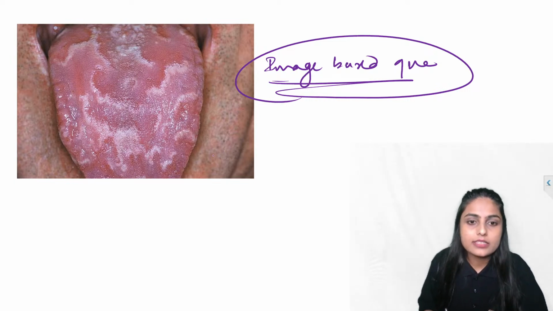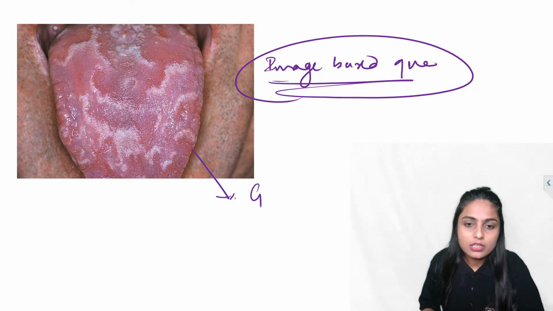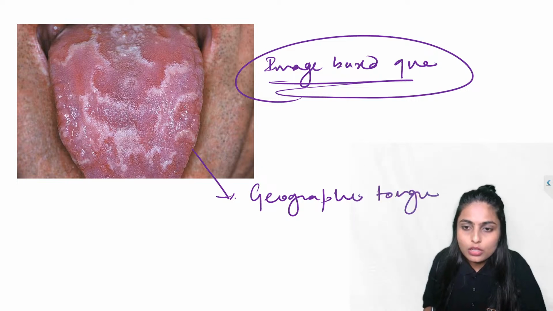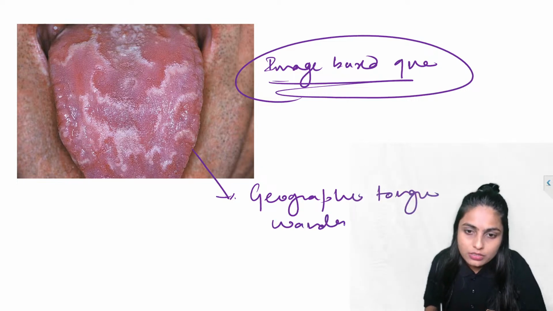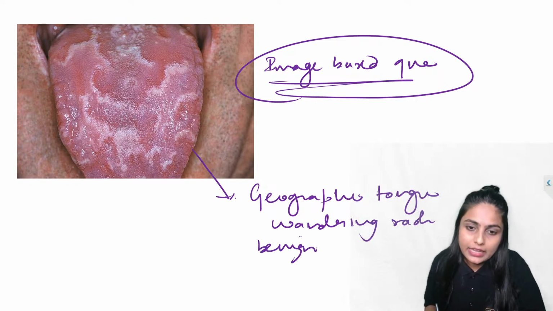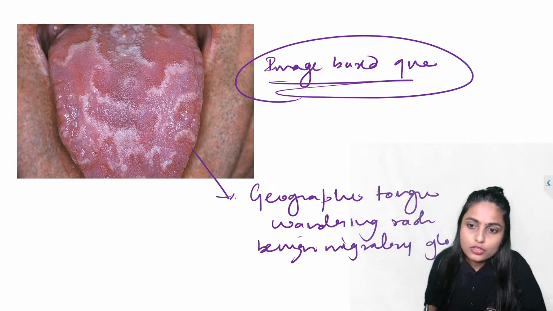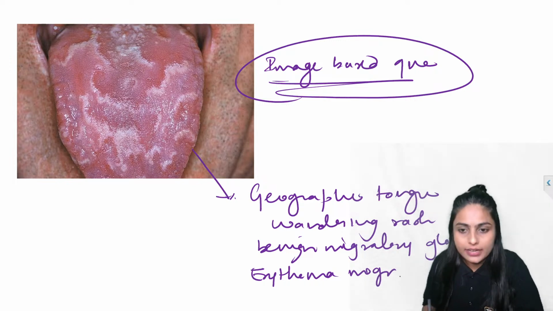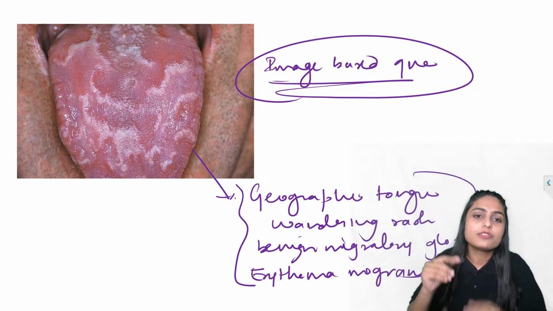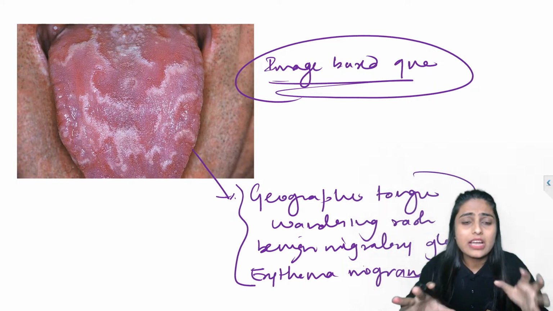Geographic tongue. Geographic tongue is also called wandering rash. It is also called benign migratory glossitis, right? It is also called erythema migrans. Correct. So these are synonyms of geographic tongue.